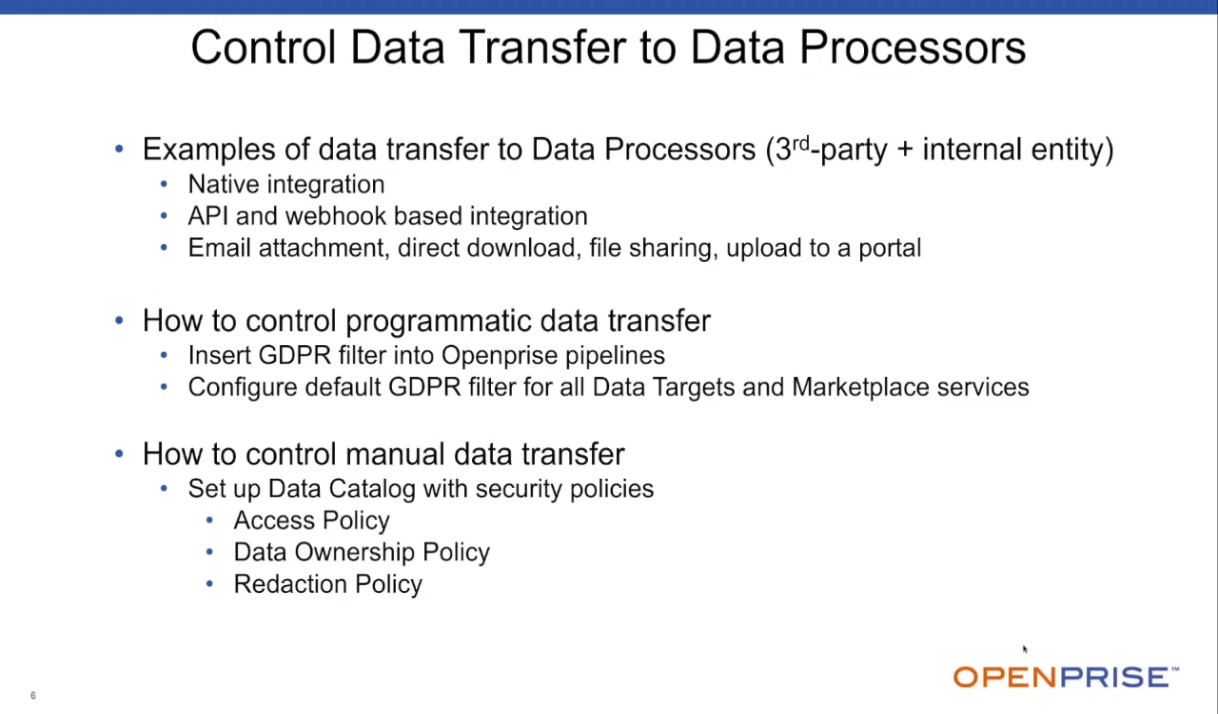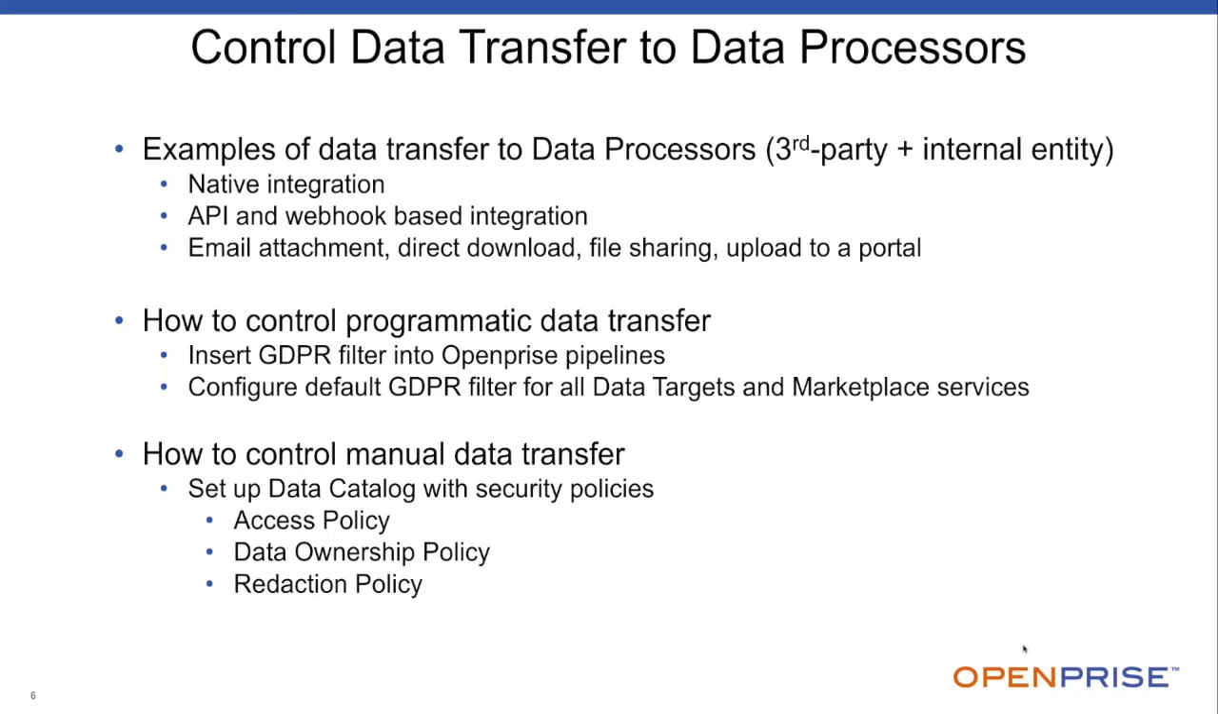Now, what about manual transfer? Manual transfer is a whole lot more tricky than programmatic transfer because, again, there are just more people involved and people make mistakes. So you really should not allow these kinds of loose, non-controlled channels. You should have policies and processes in place that say you should not be sending out email attachments or using file sharing for any type of personal data. What you need to do is set up a data portal with a data catalog and ask your third-party data processors that need to get data from you to come to the data portal and grab the data themselves.